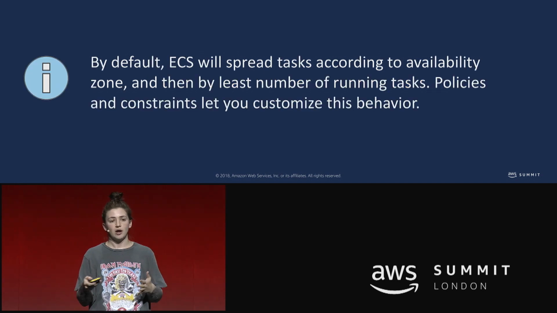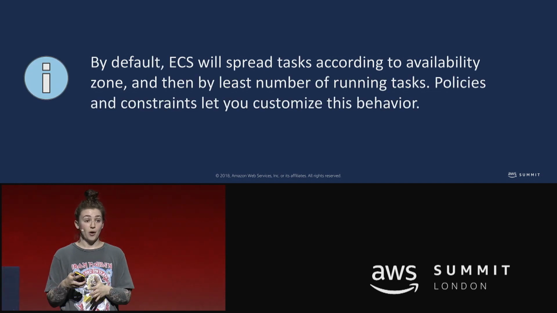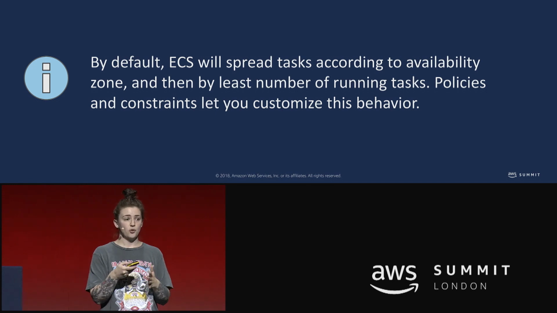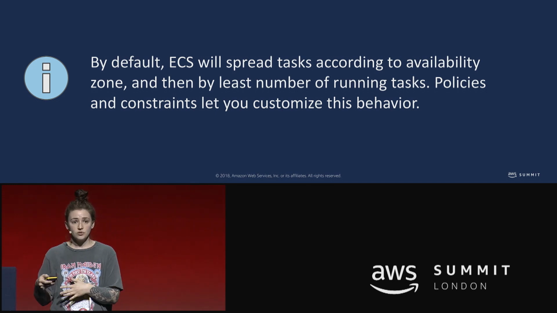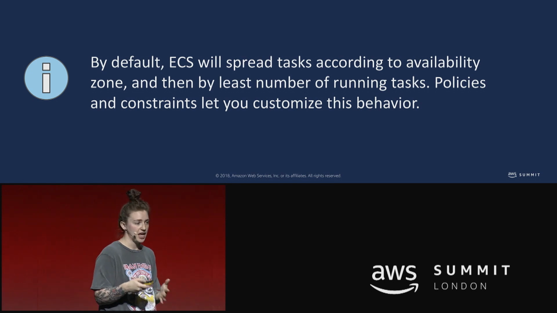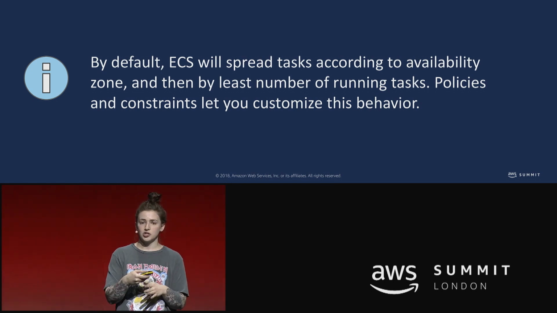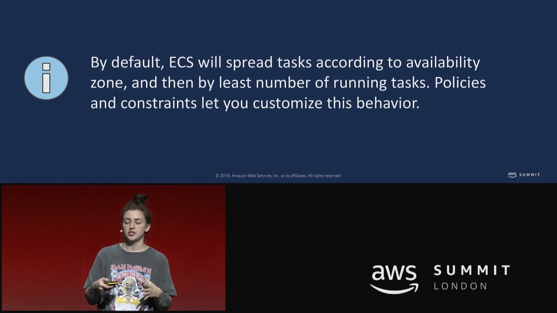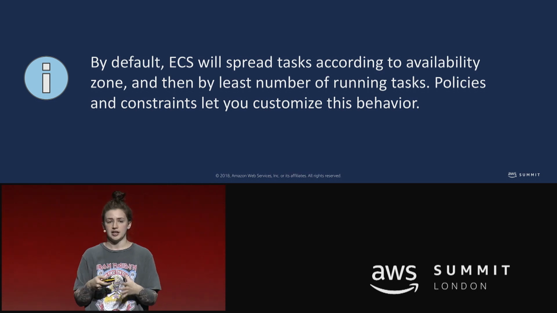So that means, how do I place my tasks? How do I not place my tasks? And what do I need in order to place a task there? So by default, ECS has some behavior that works for you. It will spread tasks according to both availability zone and then by the least number of running tasks.